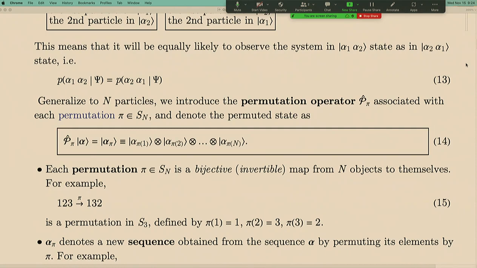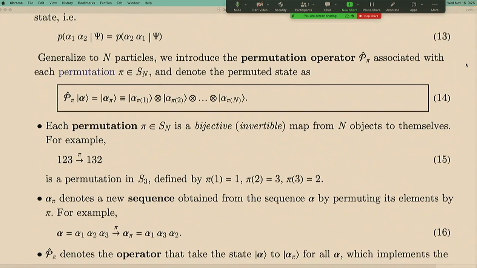When we talk about alpha with a subscript pi, we basically mean the same sequence of alpha, but permuted by this pi. The original sequence, for example, is alpha 1, alpha 2, up to alpha n, which means the first particle is in the alpha 1 state, the second particle is in the alpha 2 state. After permutation, the first particle will be in the state pi acting on 1, meaning pi is a mapping that maps 1 to something else, and then the first particle will be in a different state. Sometimes pi can also map 1 to itself, but in general, it will be a different state.